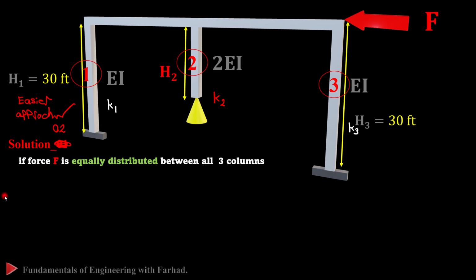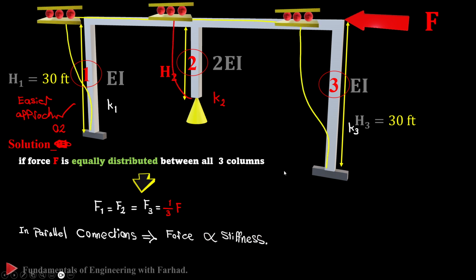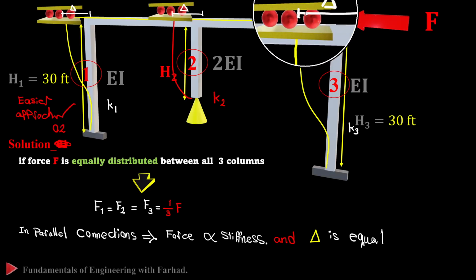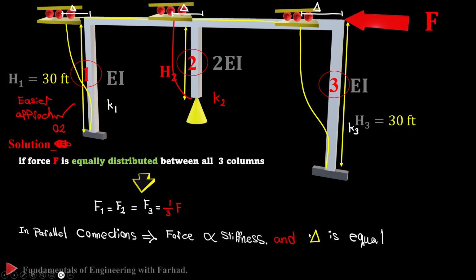Again, the problem statement says the force F is equally distributed between all three columns, so we can easily say each of the forces is equal to 1/3 of the force. In parallel condition, we know that force is directly related to the stiffness, and also that delta remains the same in all of them. So the delta at the top here is equal to this delta, is equal to this delta, and all of them are equal to the delta total.